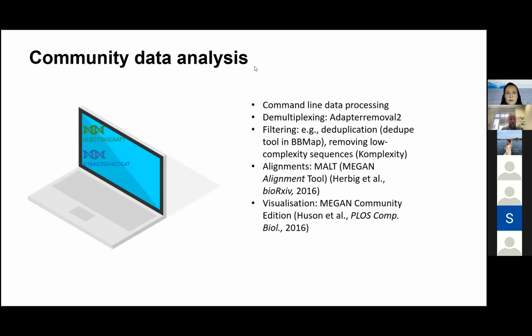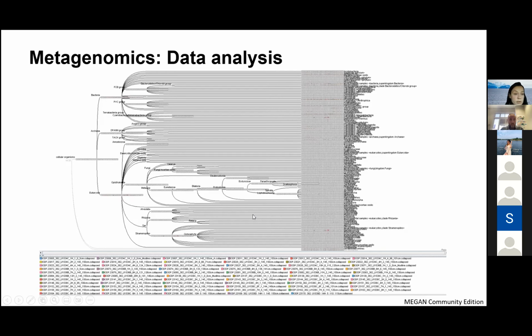But then as far as the community composition goes, in terms of data processing, I used AdapterRemoval to demultiplex. There are a couple of filtering steps like deduplication and removing low complexity reads, and then the alignments were done in MALT and the visualizations in MEGAN. There's a free community edition that can be accessed. And so that's what it looks like.